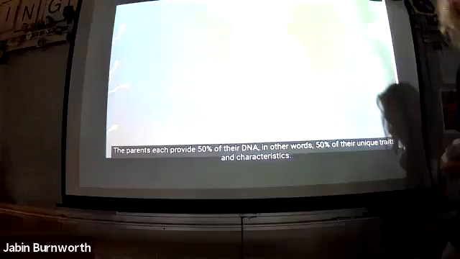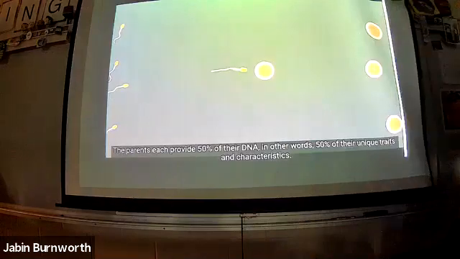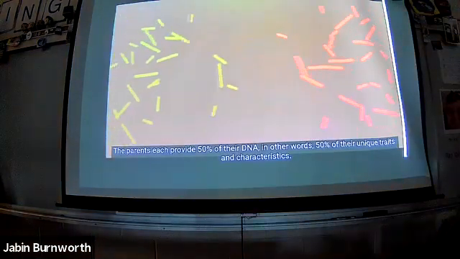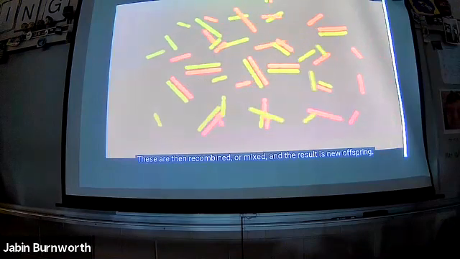Gametes, that is, sperm and egg cells. The gametes take half of the genes and shuffle them. The second recombination occurs when a male inseminates a female. The parents each provide 50% of their DNA. In other words, 50% of their unique traits and characteristics. These are then recombined or mixed, and the result is new offspring.